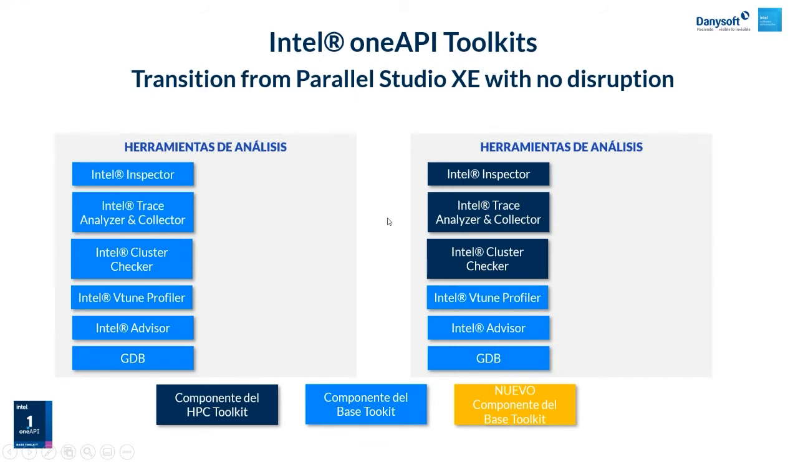And in the analytics tools, we will have the same tools that we have now in Parallel Studio, but Intel Inspector, Intel Trace Analyzer and Collector, and Intel Cluster Checker will be in the High Performance Computing Toolkit, and VTune Profiler, Advisor, and the Debugger will be in the base toolkit.